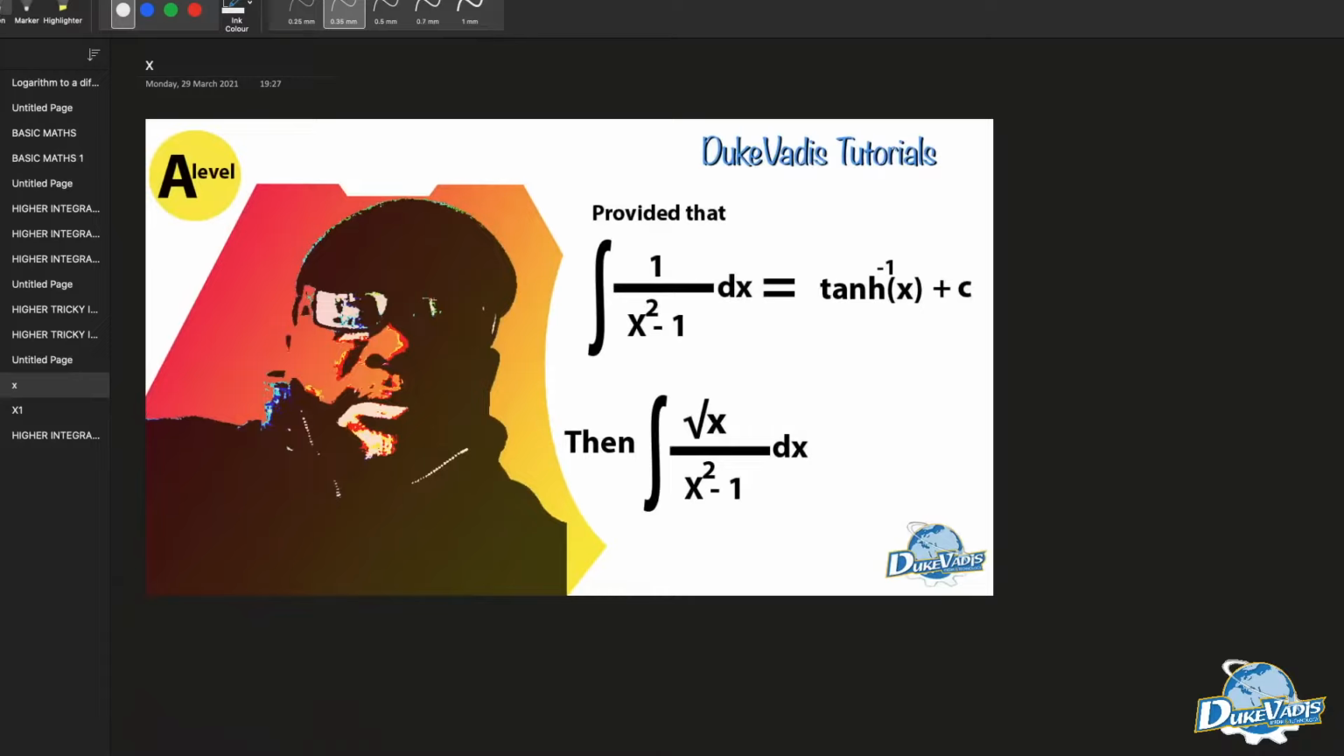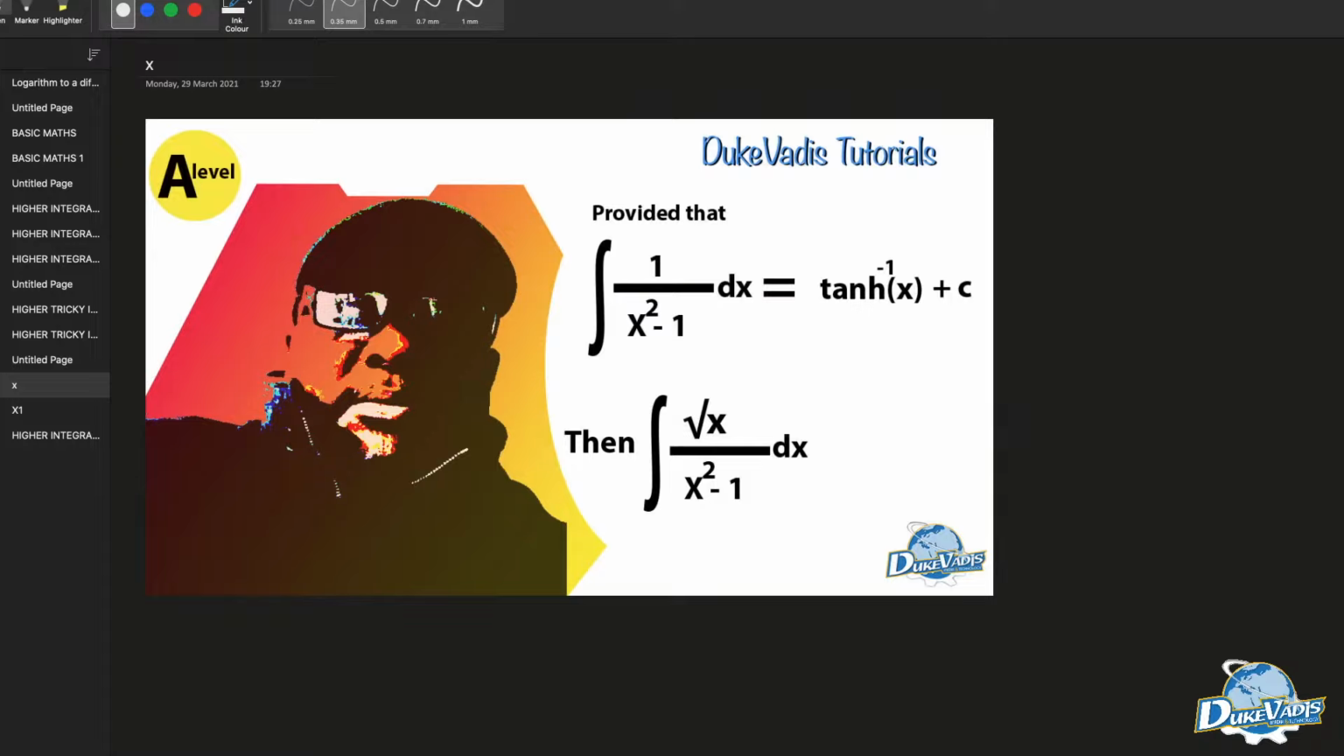We've been provided that the integral of 1 over x squared minus 1 dx is equal to tangent inverse of x plus c. Then we've been asked to integrate the square root of x divided by x squared minus 1 dx.